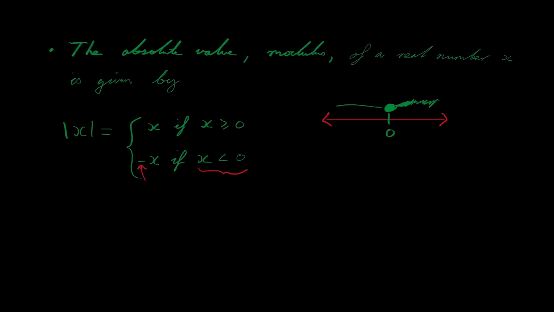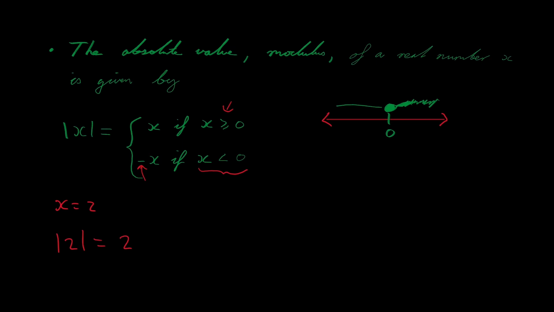So let's just look at an example. Let's say that x equals 2. Well, the definition tells us that when x is greater than or equal to 0, and that's the condition we have when x is equal to 2, 2 is greater than 0, well then the absolute value of x, which in this case is 2, is just going to be 2. In other words, the size of 2 is 2.